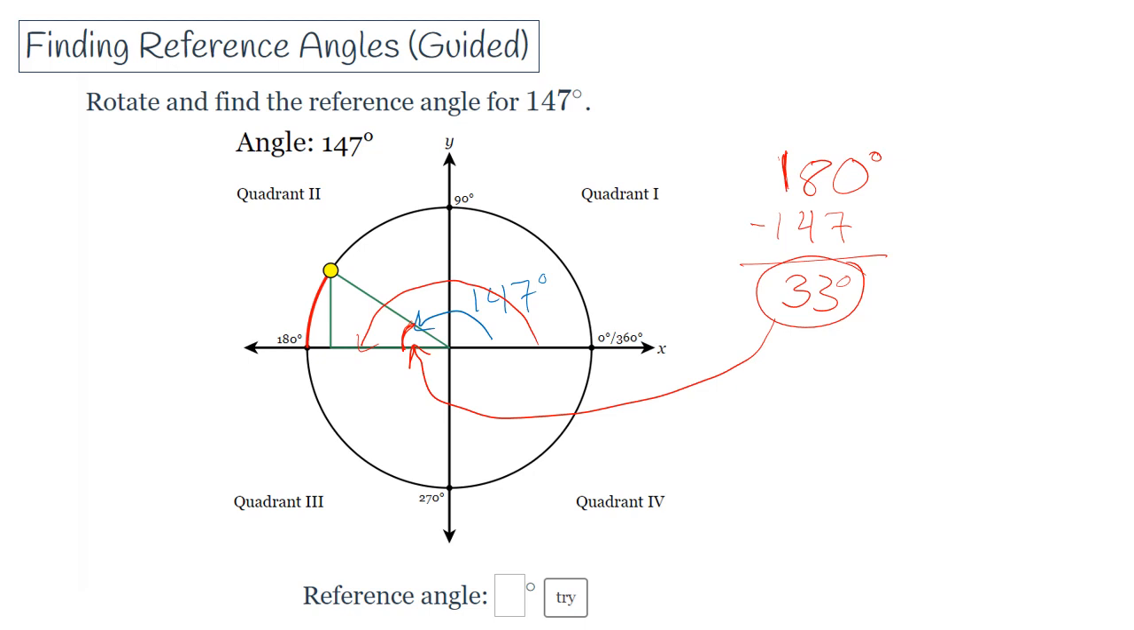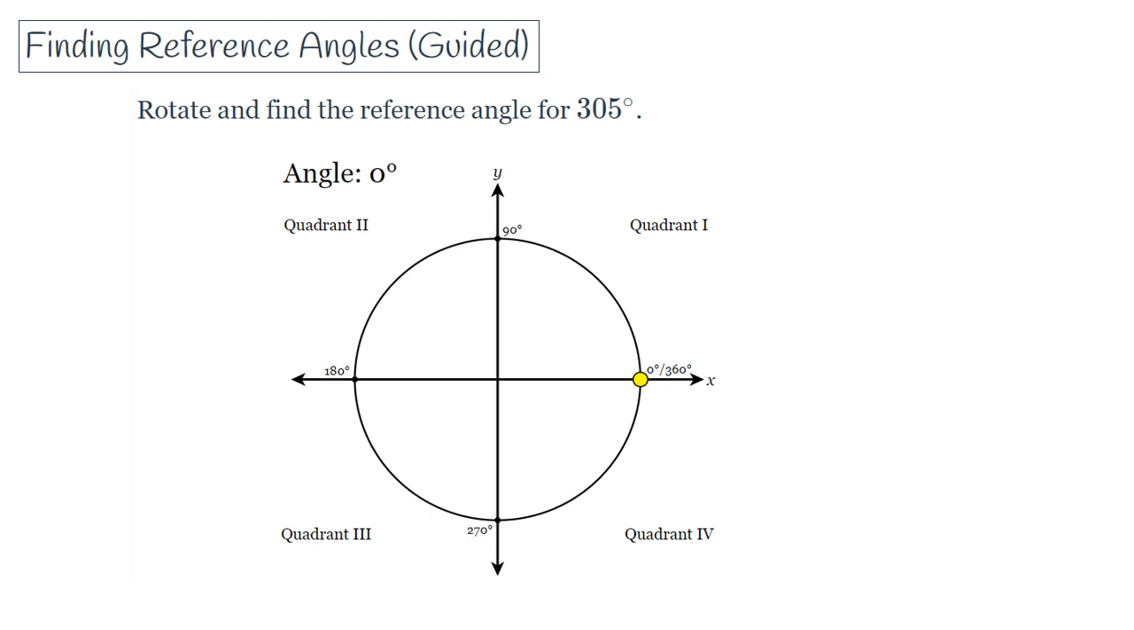Sometimes we'll use 360, which we'll see on the next example. But it's always, if you create a right triangle with that angle, the angle that is created from the x-axis to the hypotenuse. Okay, so the answer to this would be 33. We type that in right there. All right, let's look at one more of these.